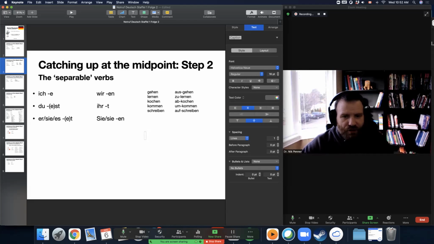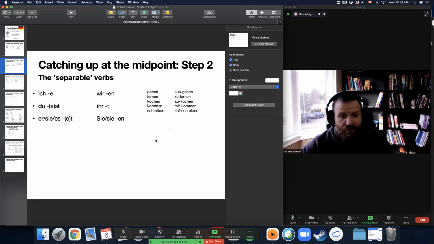Kochen means to cook. Abkochen means to boil, you know, when you kind of disinfect stuff by boiling it in water, instruments or doctor's instruments or whatever. So kommen, umkommen, or mitkommen, to come along. Schreiben, to write. Aufschreiben, to write down.